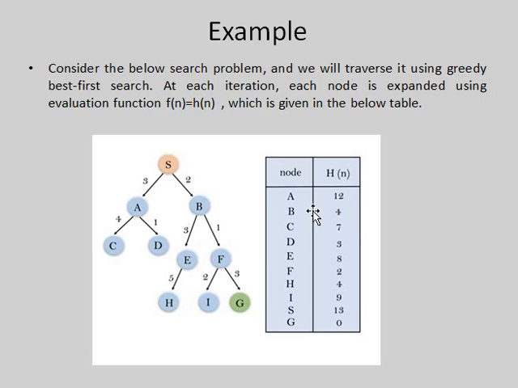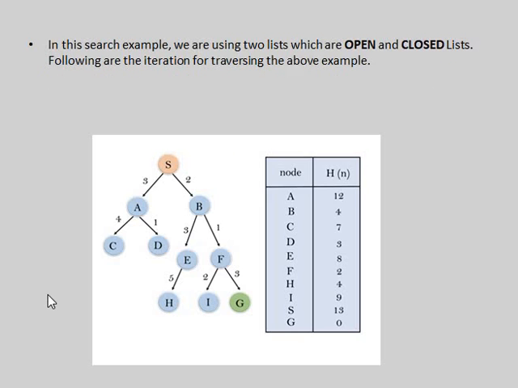Now here some heuristic values are given. For node A, the value is 12, for B it is 4, for C it is 7, for D it is 3, for E it is 8, for F it is 2, for H it is 4, for I it is 9, for S it is 13, and for G it is 0. Now we have to use these heuristic values in best first search. We will first create two lists, an open list and a closed list.